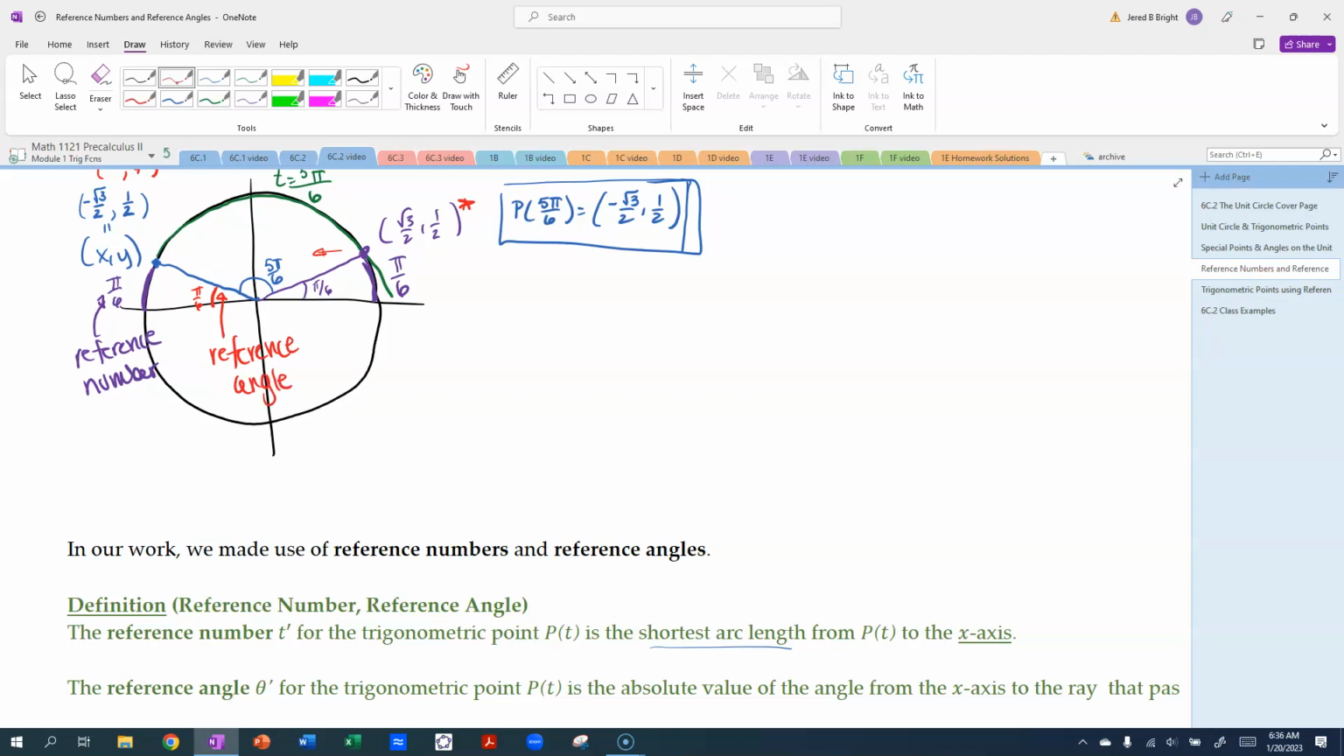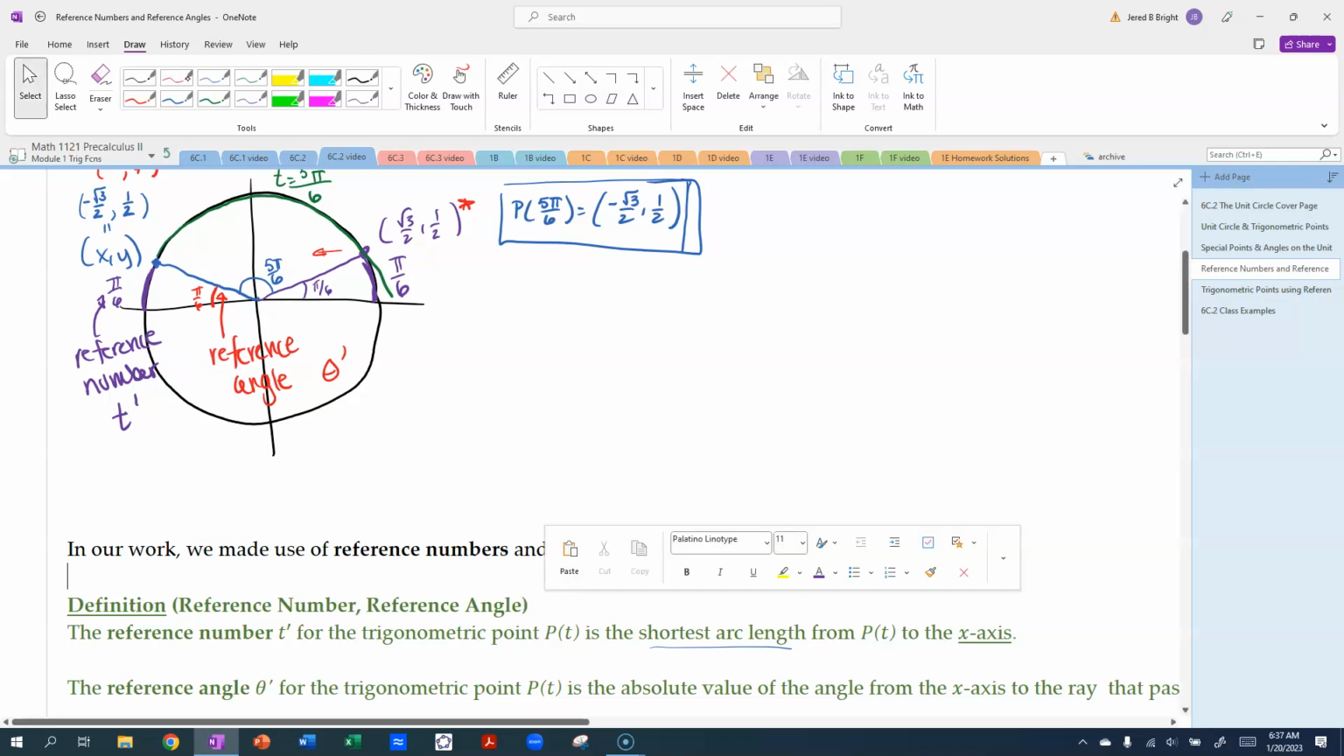Okay, and so the notation that we give these things, the reference number we would call T prime. It's just a symbol to represent a different arc length that we're referring to. And similarly, since we're talking about a reference angle, angles we typically talk about as theta, we're just going to use theta prime to talk about a reference angle. So that was kind of the idea of reference numbers and angles. I guess we use reference numbers and angles to get our answer here.